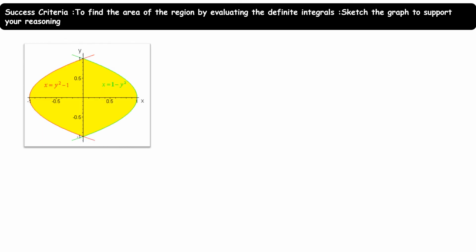So here is another question. That also shows that you have to use the right minus left formula. So on the right, you have a green curve, that is 1 minus y square, minus on the left, I have the red curve, that is the function y square minus 1. Since all the functions are written in the form of y, you have to write the dy and now take the y values. So the lower value is -1 and the upper value is 1.